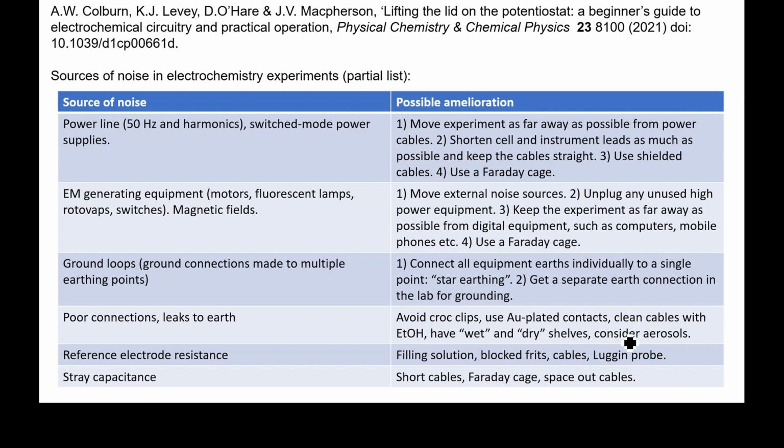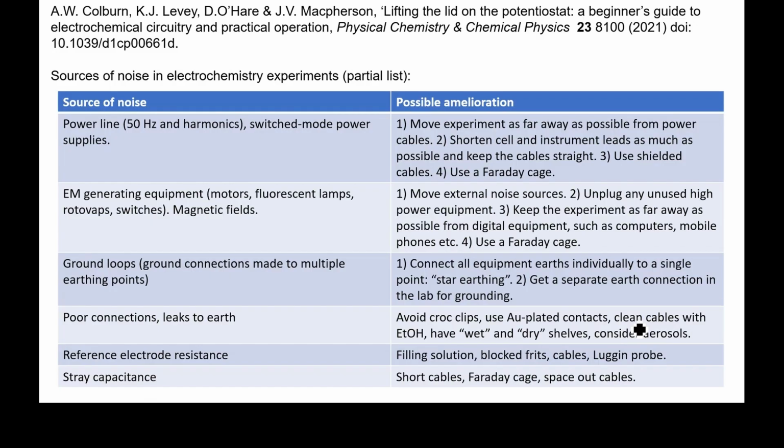Power line noise, 50 hertz, and particularly the odd harmonics, switch mode power supplies, anything like fans or rotovaps, anything with motors where the speed is being controlled, drills, milling machines anywhere nearby, you're going to get big spikes from that. Any EM generating equipment, so fluorescent lamps like the Estates Department insist on putting in all laboratories.